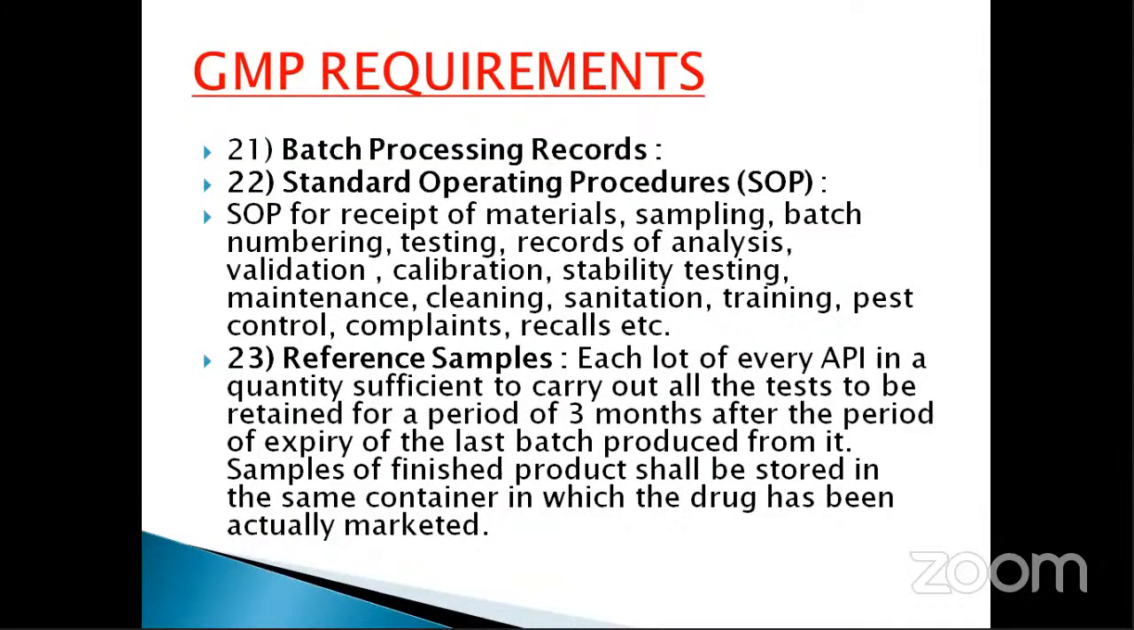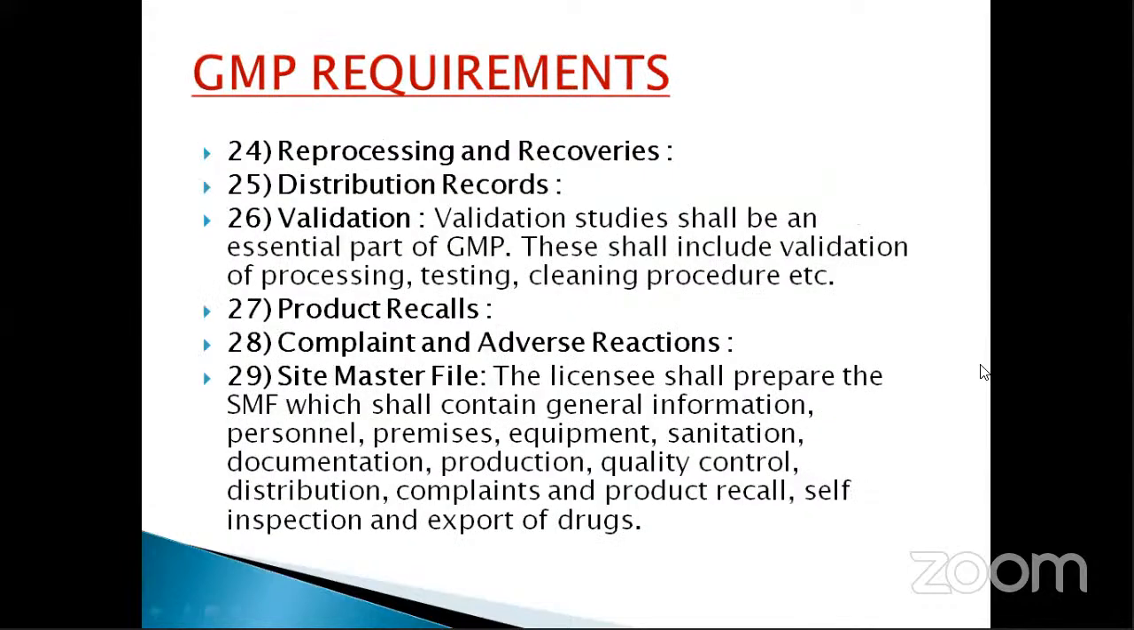And it should be retained, or kept in the factory for a period of 3 months after the period of expiry of the last batch produced from it. So the last formulation which has been made using that raw material, you have to keep the raw material for any further testing up to a period of 3 months after the expiry of the last batch produced from that particular raw material. And also you have to keep the finished products, a reference sample of each and every batch, up to 3 months after the expiry date of that product for rechecking, for getting the status of the product after its marketing.